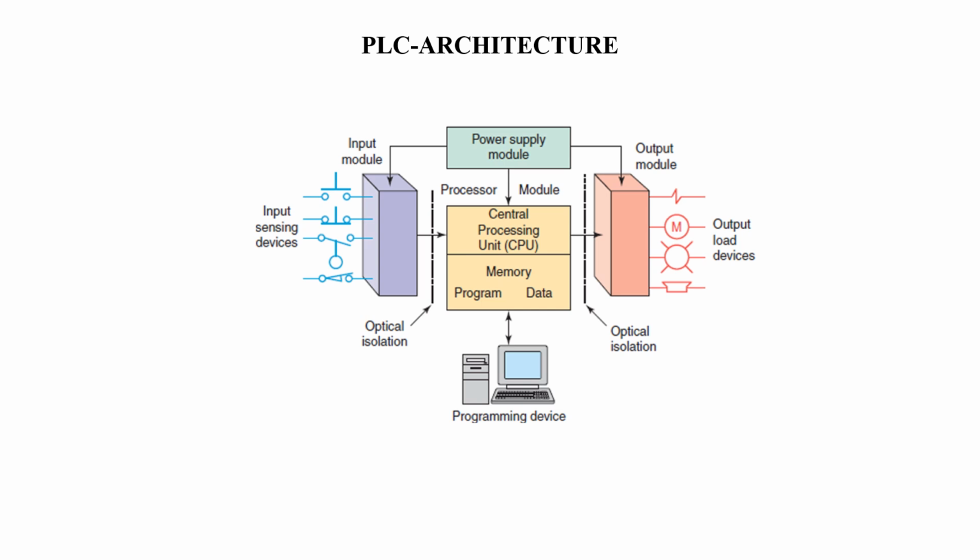And it's very clear that the input module is where the data from the plant is fed to the PLC with the help of an input module in the form of switches. And similarly, the output from the PLC is fed to the plant with the help of output load devices in the form of actuators. And this forms the architecture of the PLC.